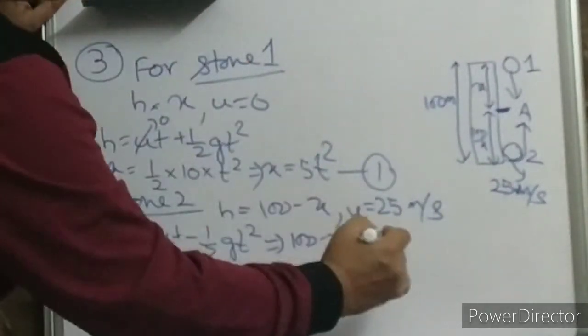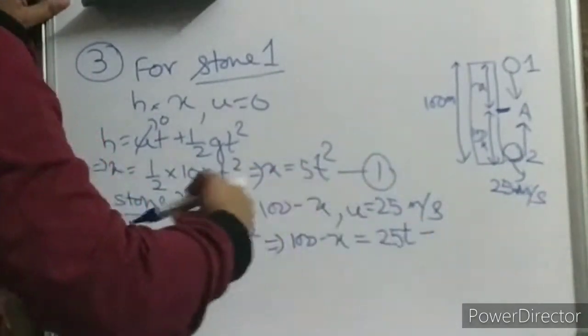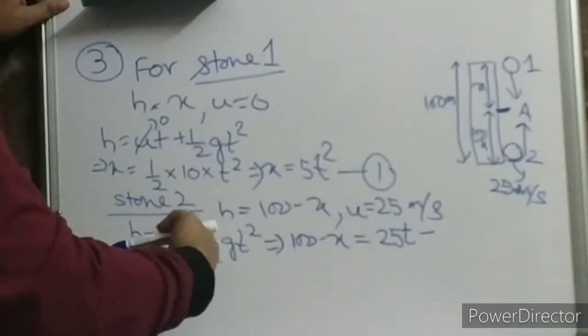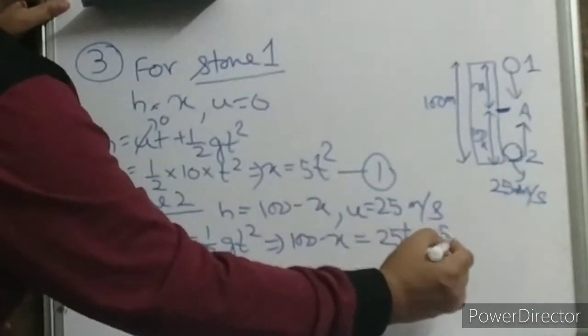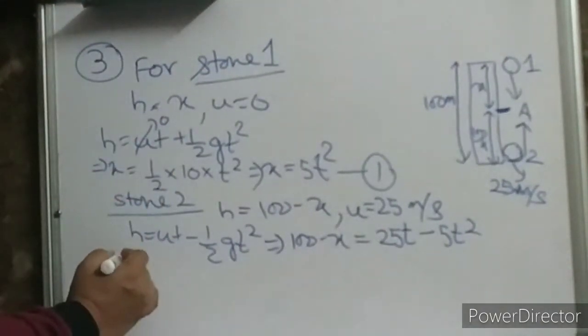Okay. And t is same, going up and down. So it will be 25t minus, g is 10, so half of that is 5t square. Clear, children? Okay. So from here what we can write?